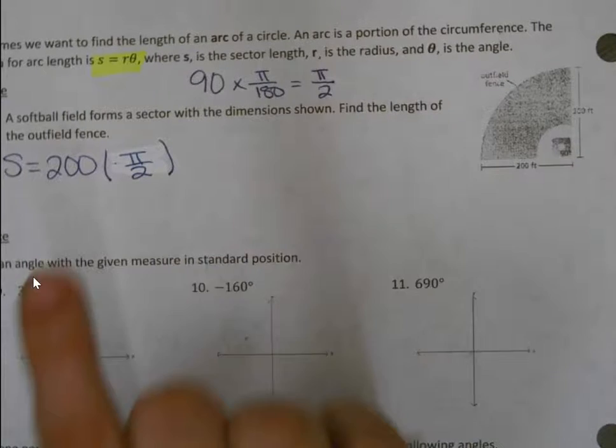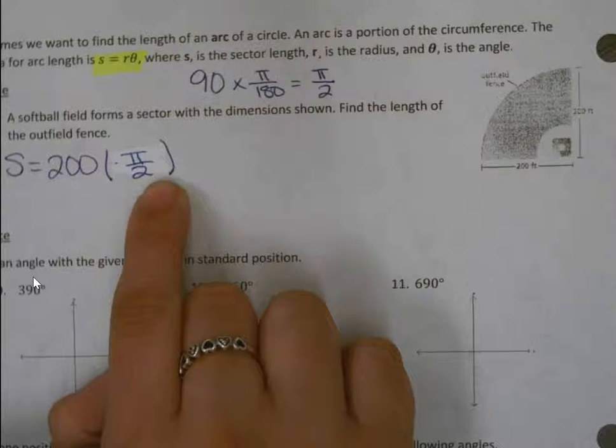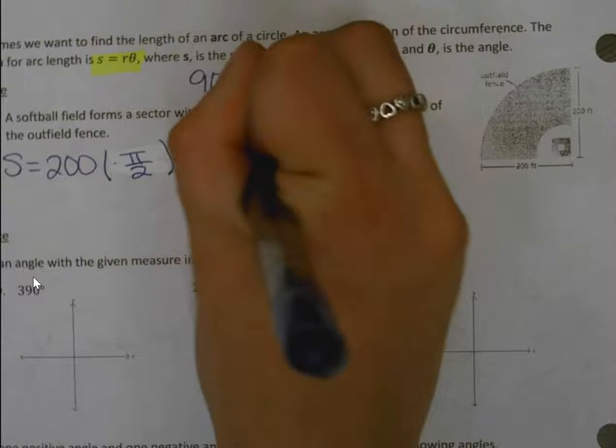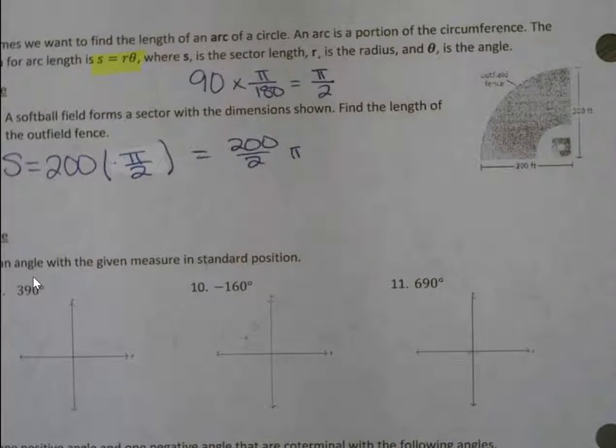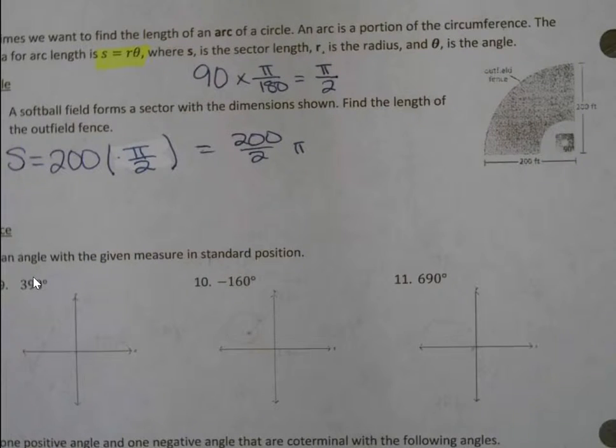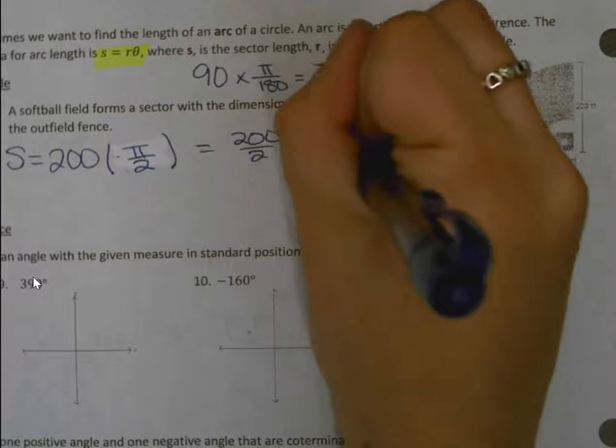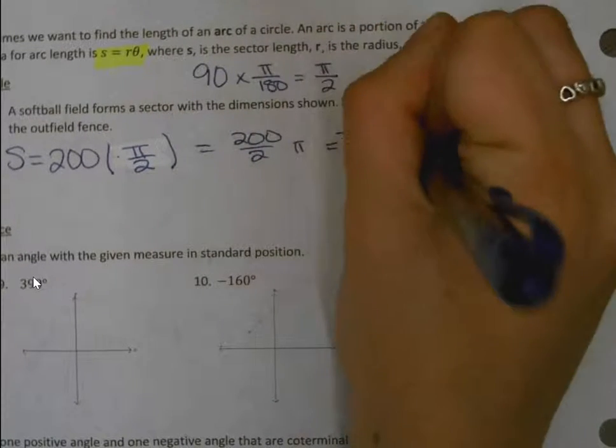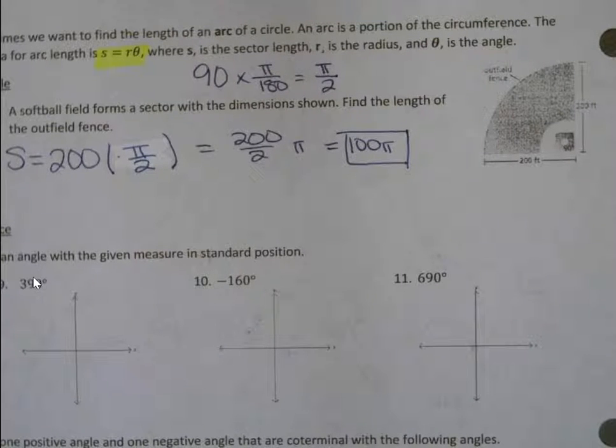Okay, and then over here, I have 200 times pi halves. So it's the same thing as if I did 200 divided by 2 times pi. Yeah, because I can move the bottom of the fraction to either one. No, just 100 pi, Jerry. Any other questions? Yeah, when it's doing the sector length or arc length, you want to turn it back into radians.